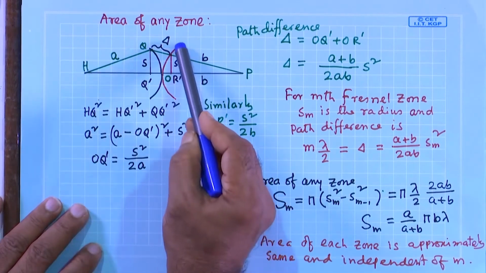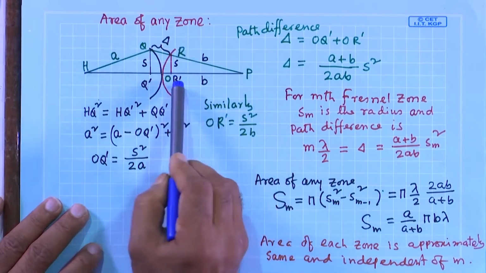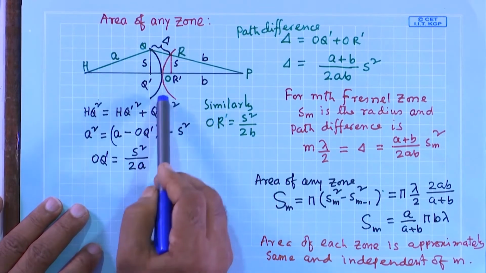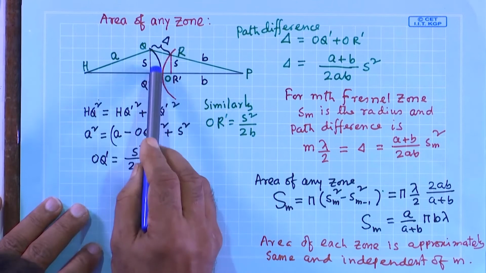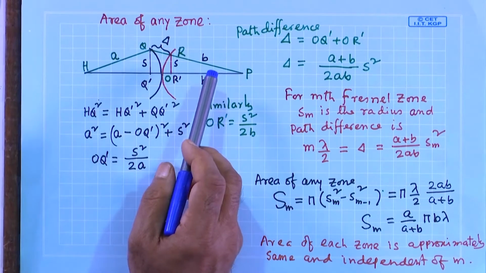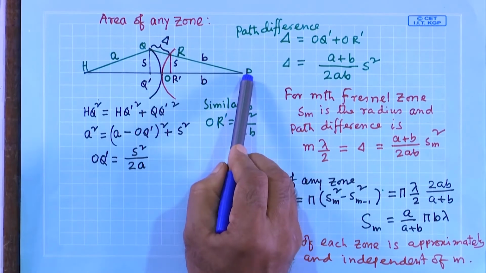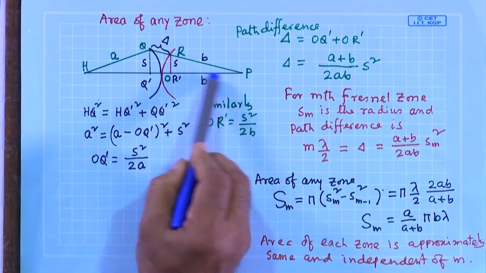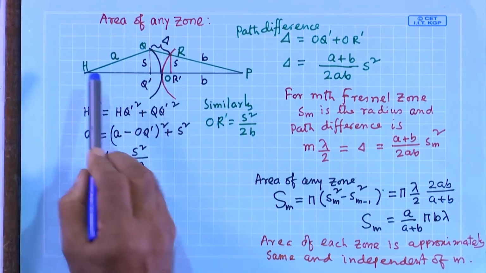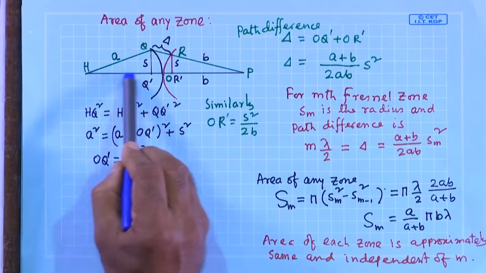Now, if you draw a circle from P, it is touching; this wavefront is basically tangent at this point. Okay. So then what will happen? This is the screen distance from this wavefront, if it is B, and this is the source distance, if it is A. So light from H, one light from this wavefront, is coming at P.